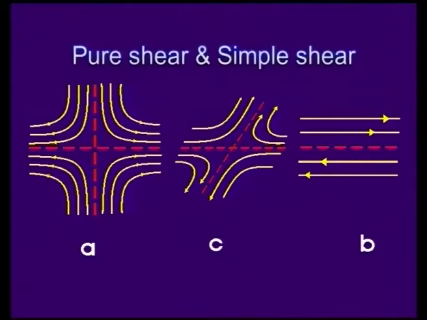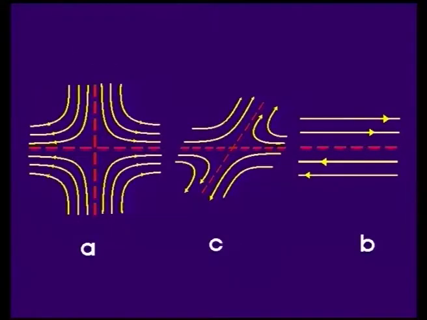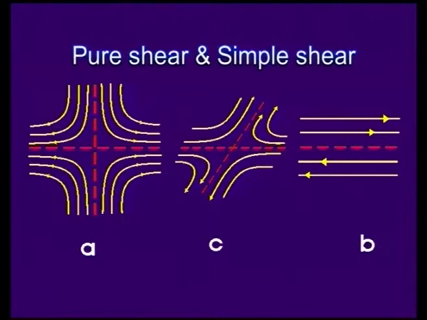While if a square is deformed into a rectangle, then the principal axes, for example the north-south and east-west lines, mutually perpendicular lines, will retain their orientation, but all other lines, especially the diagonals of the square, will change their angles as the square is deformed into a rectangle. This type of deformation is known as pure shear.